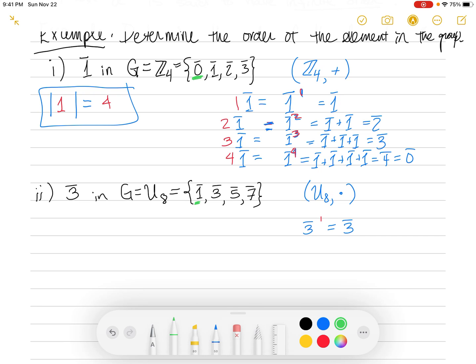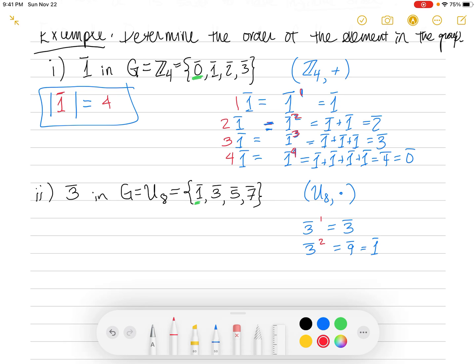Trying to find the order of 3 bar. 3 to the 1 gives you 3. That doesn't get you back to 1. What if I do 3 bar to the 2 power? That's going to mean 9 bar, right? But 9 bar is the same as 1 bar in Z8. So that means this element has finite order, and it's order 2. We only needed 2 copies of 3 bar to get back to the identity.